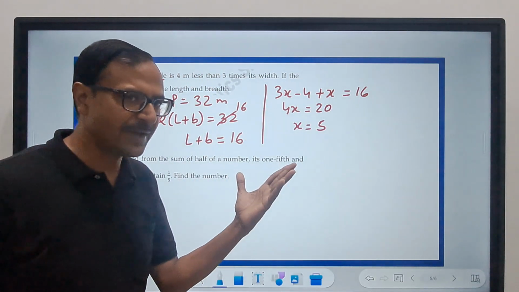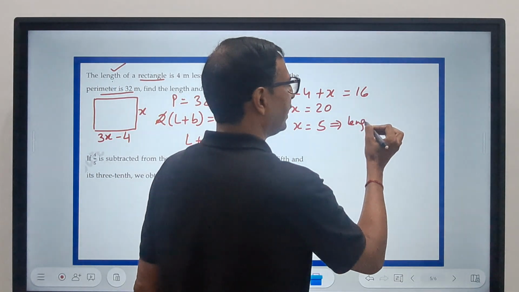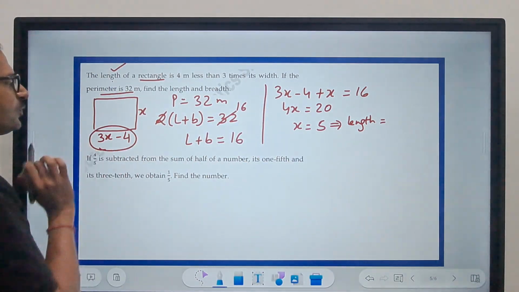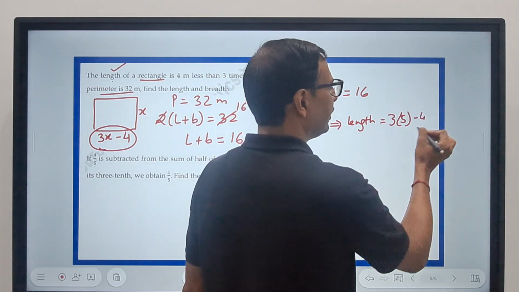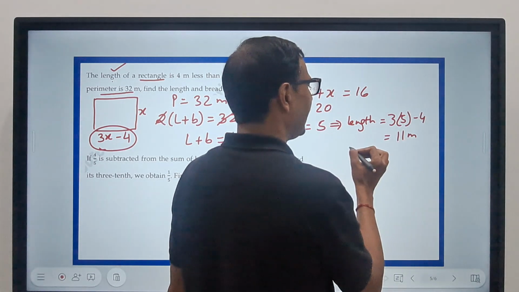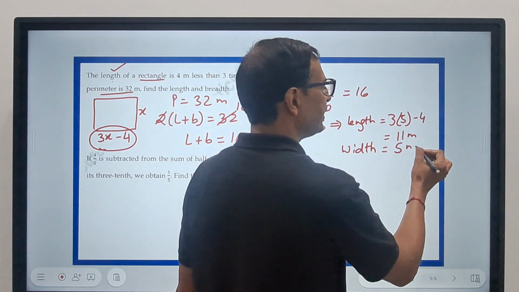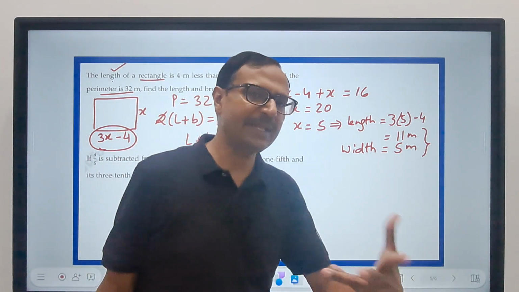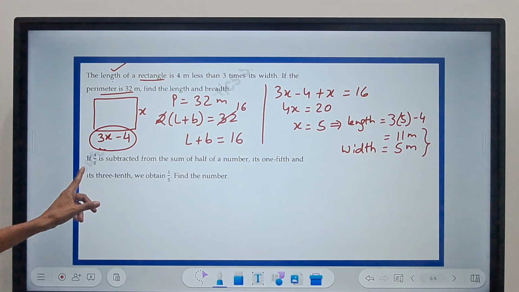The value of x is 5, and so that gives me the length of the rectangle. What was the length? 3x minus 4. So 3 times 5 minus 4, which is 11 meters, and the width obviously is x only, so x is 5, so 5 meters. So the answer for the question is 11 meters and 5 meters, the length and width. Right, let's see this one now.